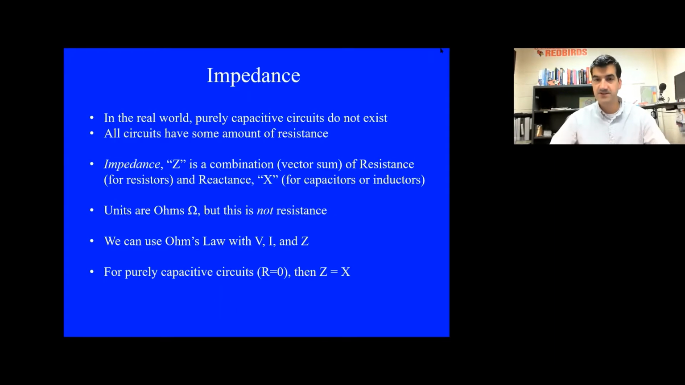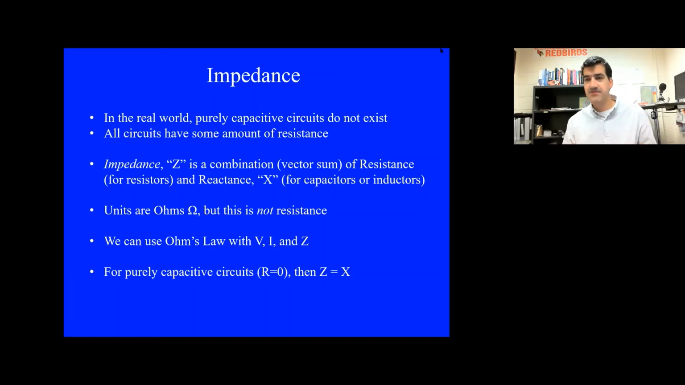All right, so because purely capacitive and purely inductive circuits don't exist in the real world, we need another term to combine the effects of reactance and resistance, and that term is impedance. What you should think of when you think about impedance is that it's actually the combination, but it's not just the algebraic sum of reactance and resistance. It's actually the vector sum.